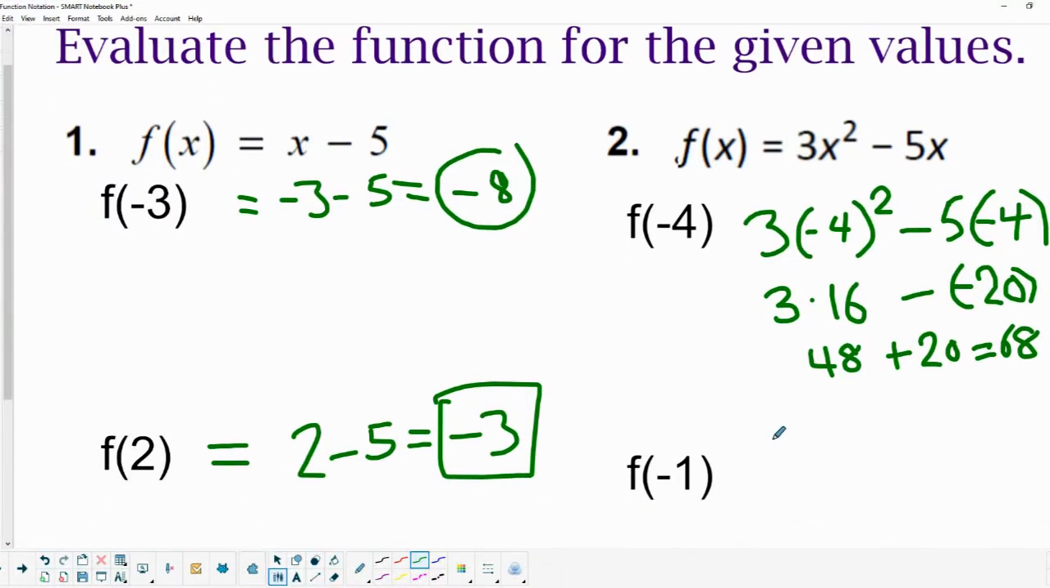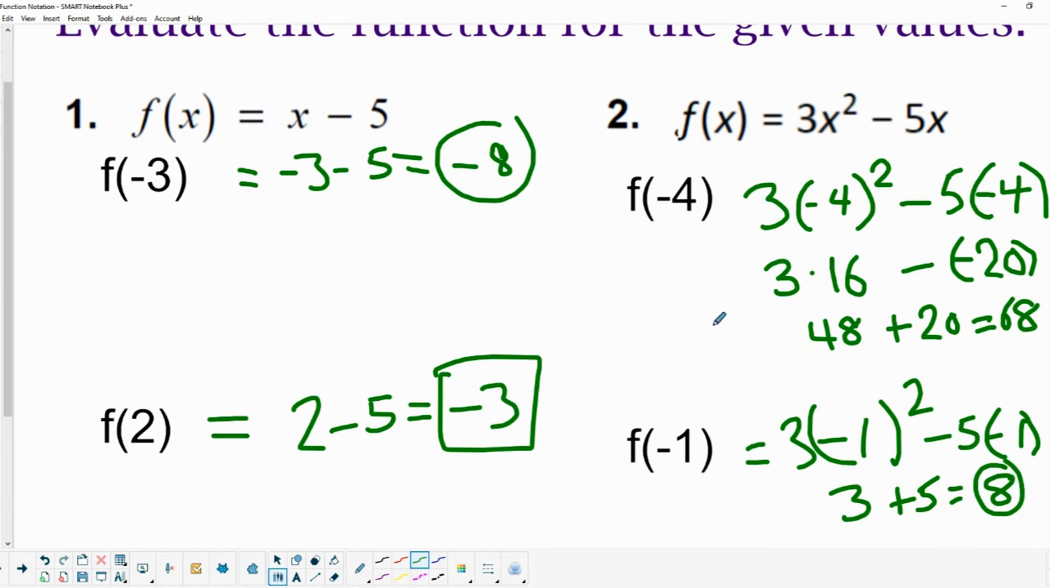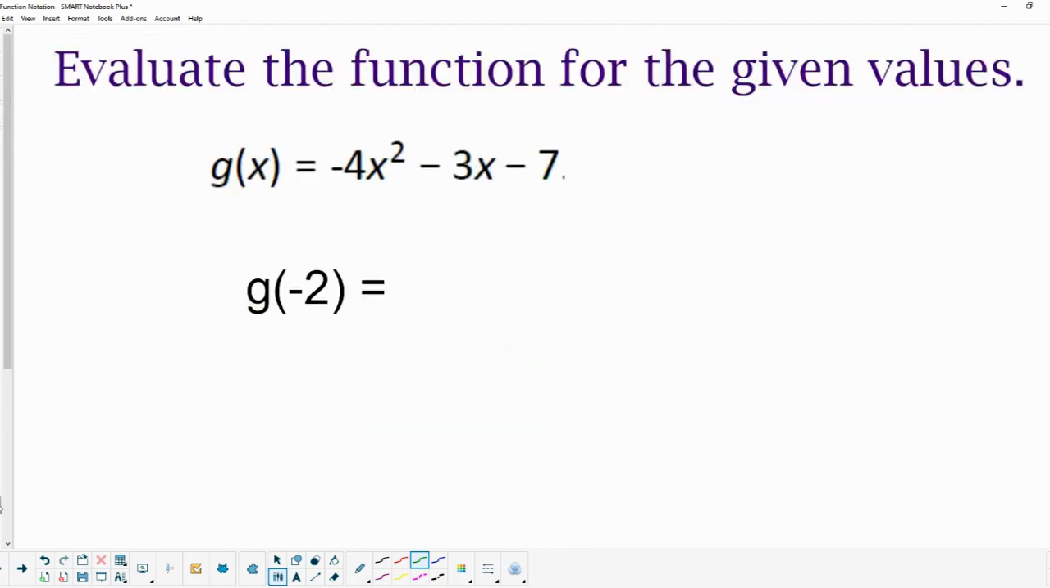And in our last one on this side, we would have 3 times negative 1 squared minus 5 times negative 1. So negative 1 squared would be 1. 3 times 1 would be 3. And negative 5 times negative 1 is positive 5. So our total value would be 8. All right. Not looking too bad, right?